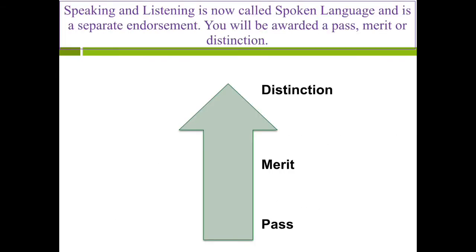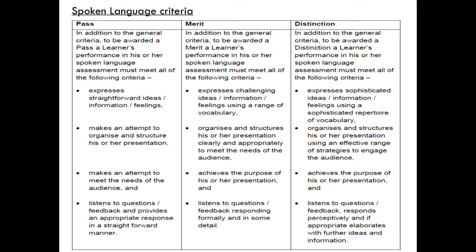So as I've said before, speaking and listening is now called spoken language and is a separate endorsement. You'll be awarded a pass, merit, or distinction. And as you can see by the diagram, distinction is the highest award, then comes merit, and then comes pass. There is, of course, a fail. You can get a fail, which is not classified as well. Let us now look at the spoken language criteria.